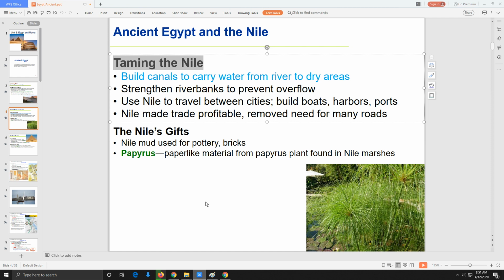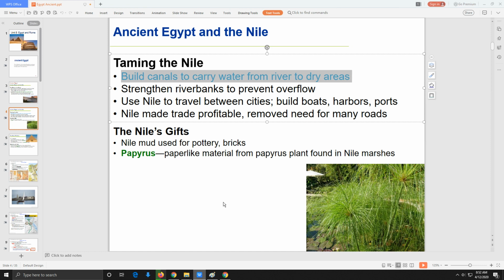However, even though it was hard to predict what was going to happen in the Nile River, there were ways of controlling the Nile River. One area, make a one. We're going to write down: build canals to carry water from river to dry areas. So, one way in which the Egyptians control the Nile River is by building a whole bunch of canals.